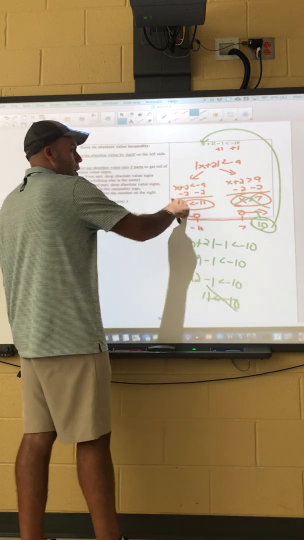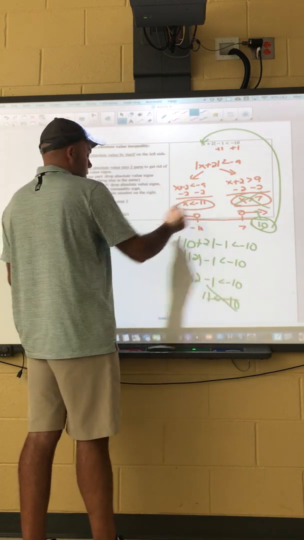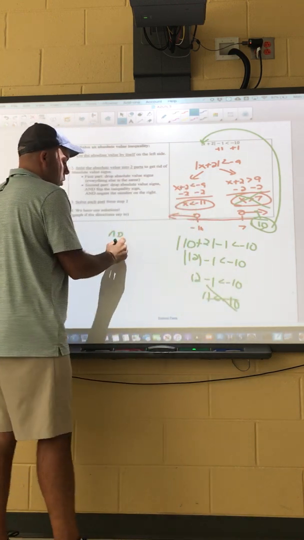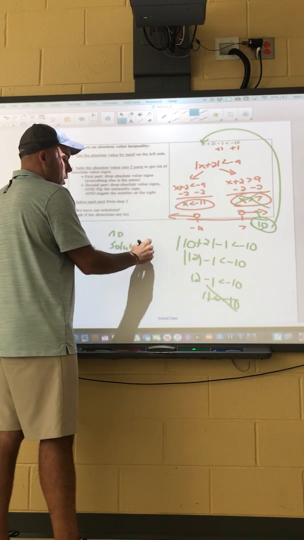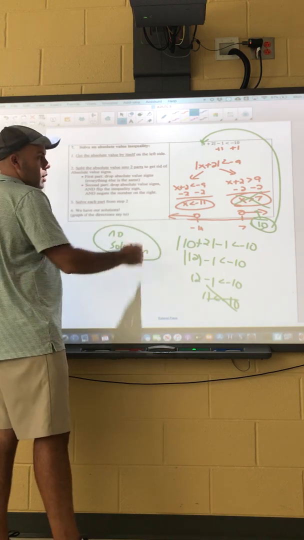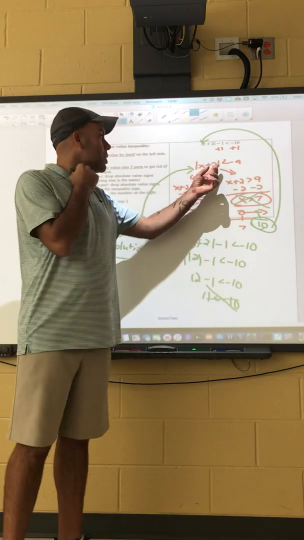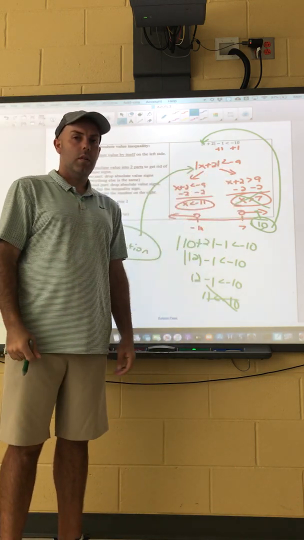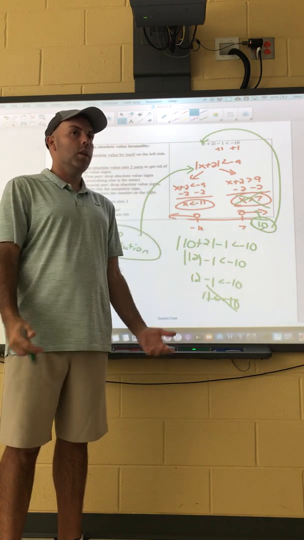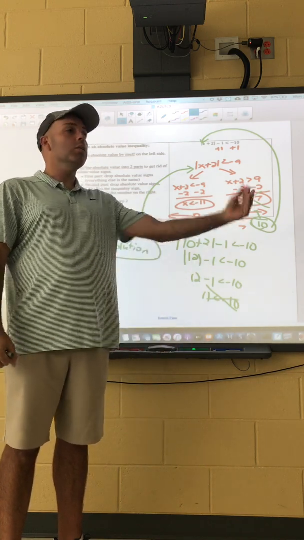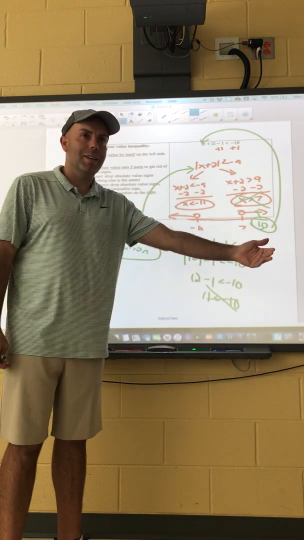And the same thing happens here, and here's why. This answer actually has no solution, okay? And the reason that we would have known that, if you're careful, is up here it says that the absolute value of something is less than a negative. If you remember, that's impossible, right? Our absolute value can't even be equal to a negative. Forget about be less than.